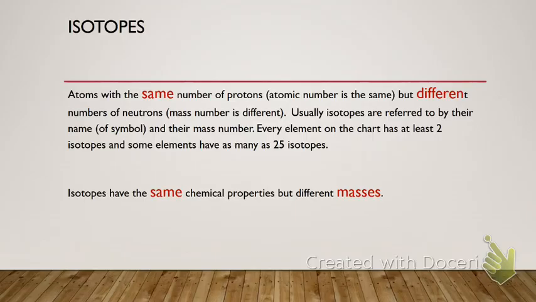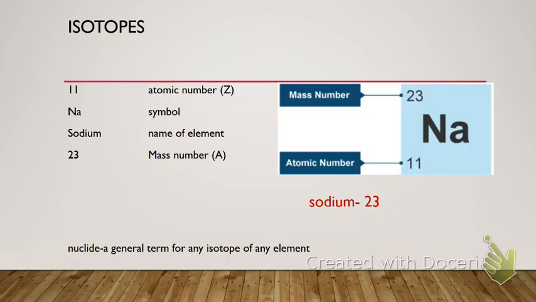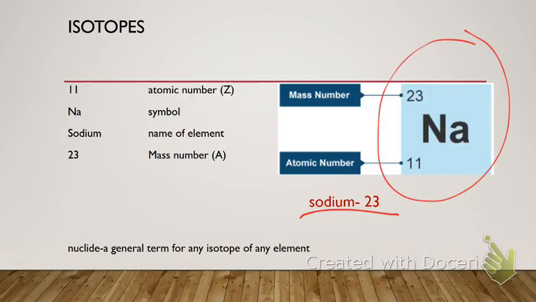Okay? And I'm going to show you now how we would write that. There are two ways that we could write that. First way is this way, where we write the symbol right here. The top number is the mass number, and the bottom number is the atomic number. Or we would write it like this, sodium-23. And we would say sodium-23. When we're referring to any general term for an isotope, we call it the nuclide. So we would say the sodium-23 nuclide, or the sodium-23 isotope.